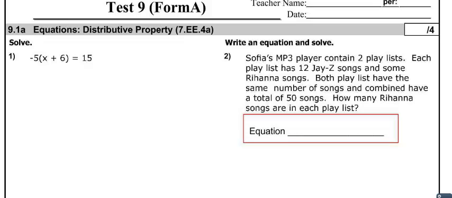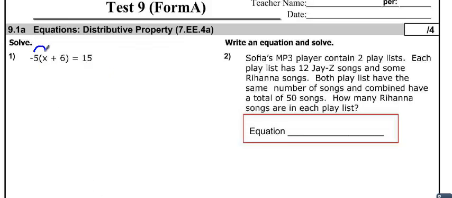This is our video for the first concept covered on Test 9, 9.1a. In this concept, we have two different things. First, we have a distribute and solve, and then we have a word problem. So let's start with the distribute and solve.